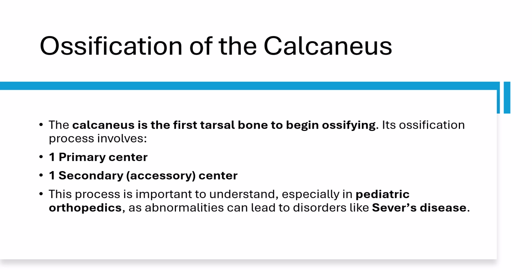So now we talk about the ossification of the calcaneus bone. The calcaneus is the first tarsal bone to begin ossification. It has one primary center and one secondary center, and the process is important to understand, especially in pediatric orthopedic cases, as an abnormality can lead to a disorder like Sever's disease.